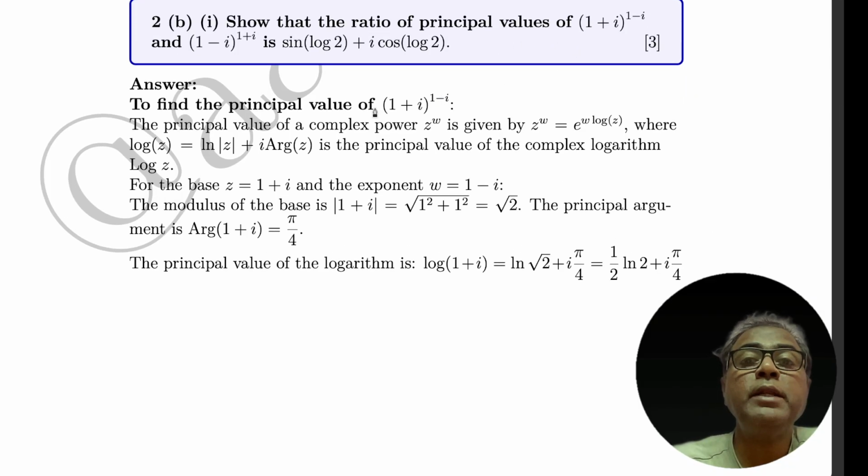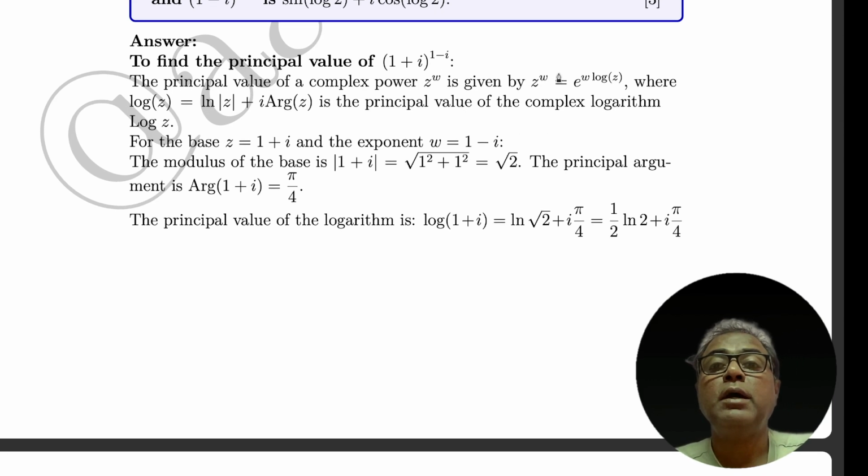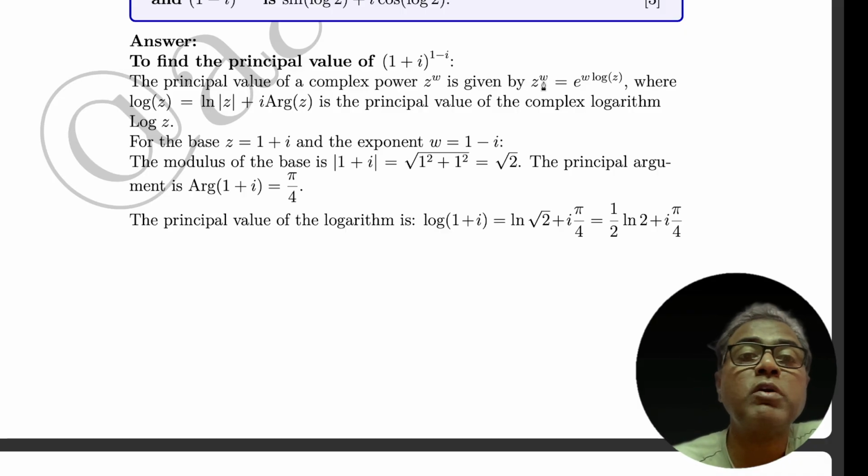Now we first find the principal value of (1 + i)^(1 − i). By the previous formula, z^w equals e^(w log z). This is the principal value of this complex function z^w, where z is a complex number and w is also a complex number. So log z equals ln|z| plus i times the principal value of the argument of z.